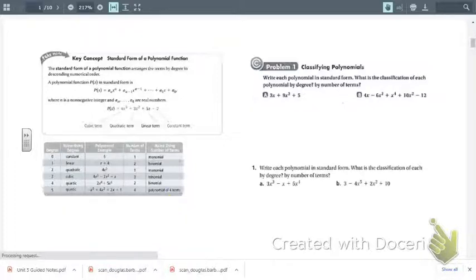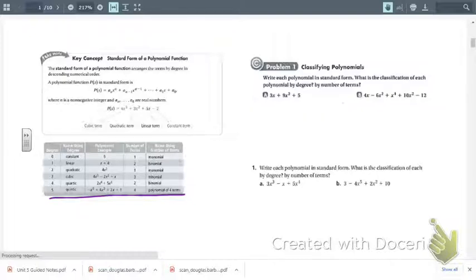We're going to be referring to this chart here. This is really going to help you in this lesson, especially with problems like problem 1, when we're trying to classify polynomials. In problem 1 it says, write each polynomial in standard form. What is the classification of each polynomial by degree and then by the number of terms? So let's tackle the first part, putting it in standard form.